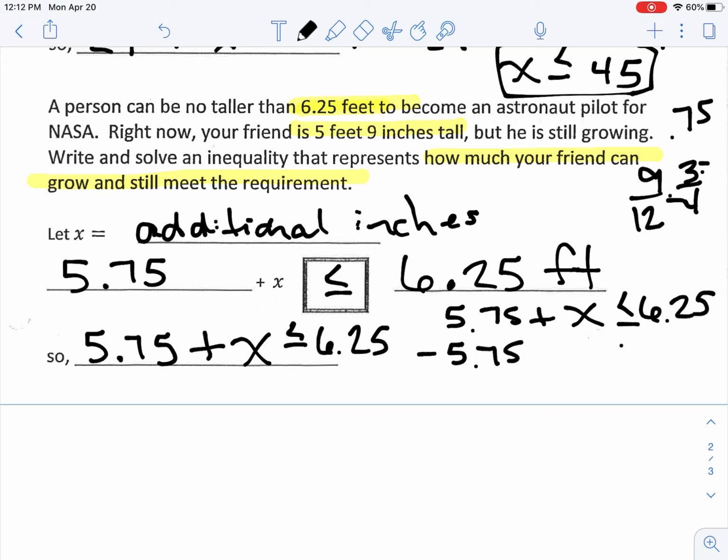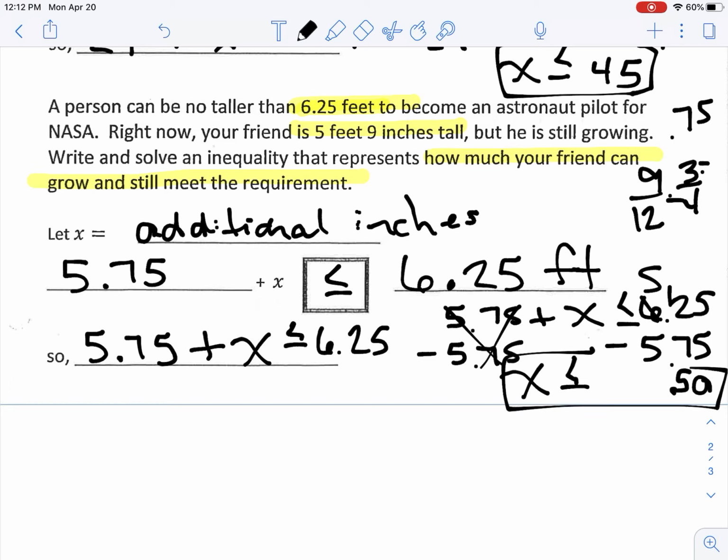Subtract on the left. Subtract on the right. Drop your decimal. My friend can only grow a half an inch, half a foot. Half a foot. So 6 inches or a half a foot more to be an astronaut.